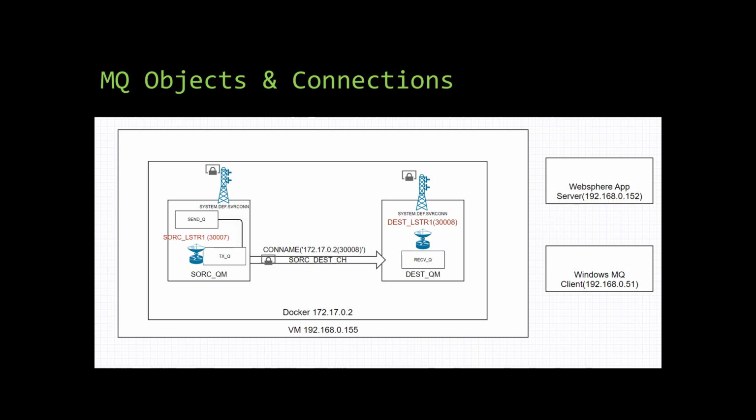In one of the VMs, WebSphere application server is running, which has IP ending with 152, and I have another Windows machine which has IP ending with 51. In the Windows machine, I just installed MQ client to test the connections. At the end of this session, we will be connecting from WebSphere application server to the MQ running in the Docker, and then put or get the messages.